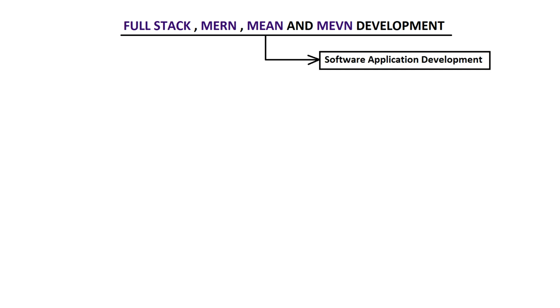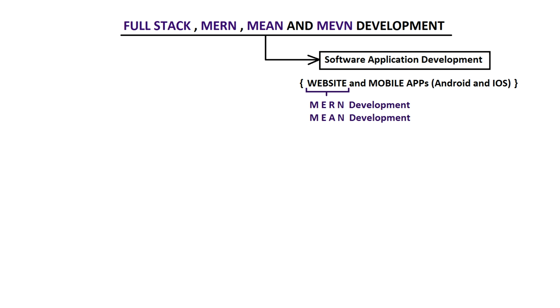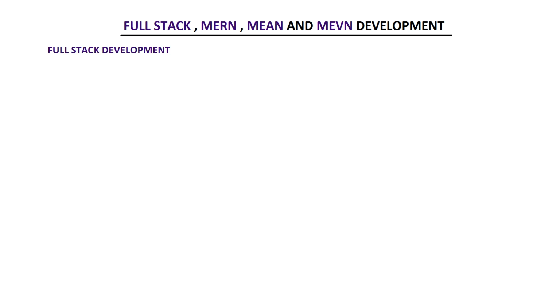In this video, you will learn about what is full stack, MERN, MEAN, and MEVN development. It refers to software application development, such as websites and mobile apps like Android and iOS apps. The word full stack development refers to both websites and mobile apps development, whereas MERN, MEAN, and MEVN development refers only to website development. Let's look in detail about full stack development.